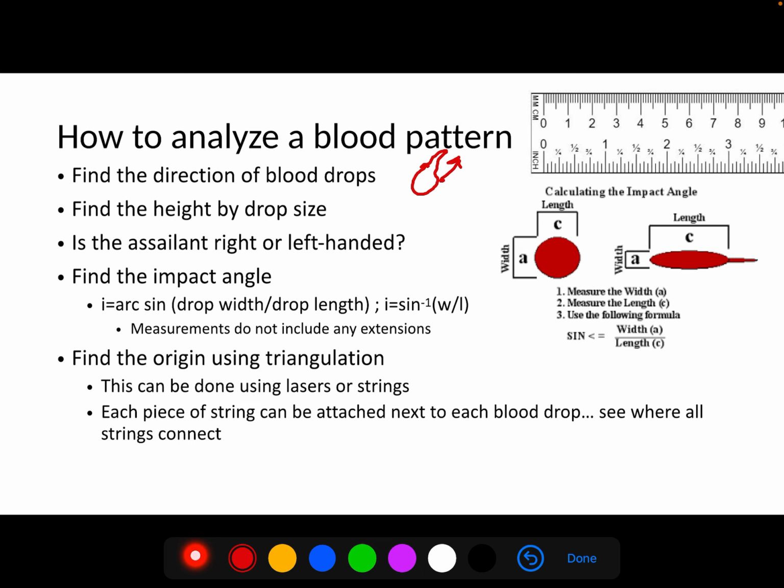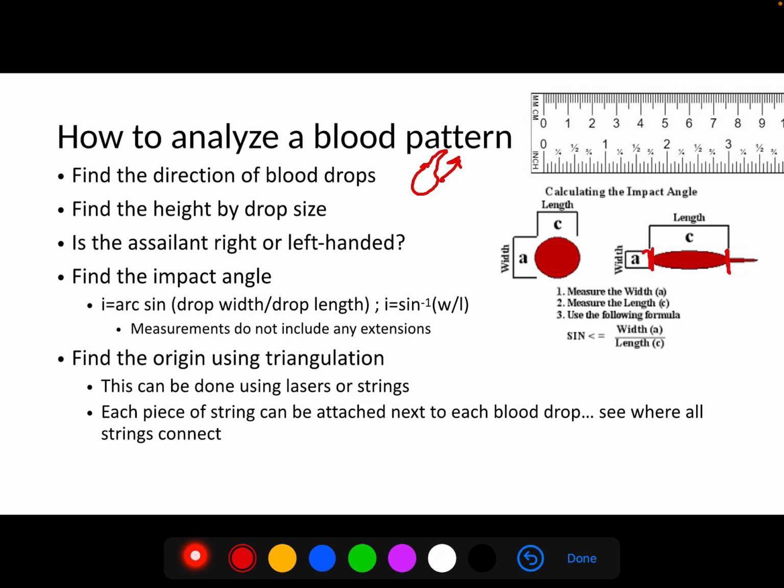One thing that we'll do after we get back, and this is something that you're going to be expected to do on your test and stuff, is find the angle of impact or impact angle. This helps determine that area of origin. And in order to find that, you have to measure the width and length of the blood droplet. And if it is a blood droplet that has a tail, we do not include the tail. So we would only measure the physical droplet itself and not that elongated part that's attached.